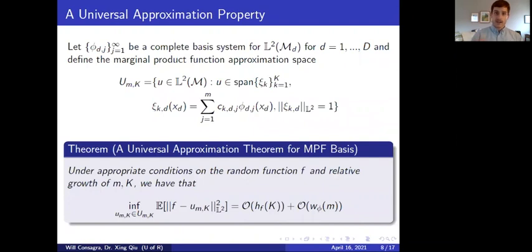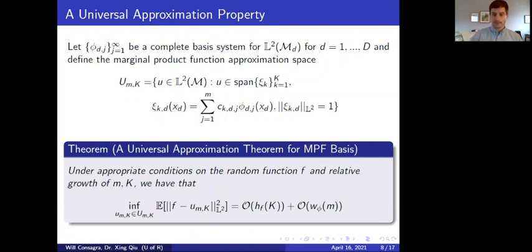So one particularly attractive feature of this structure for our purposes is that it possesses a universal approximation property. So if we let phi_d be a complete basis system for the set of L2 functions over each marginal domain, we can define the marginal product function approximation space as a set of functions that are within the span of this here, where each of the marginal functions is an m-dimensional expansion over the corresponding marginal basis system. And under some conditions on the distribution of the random function and relative growth of the marginal and global ranks M and K respectively, we can prove that there's an element in our approximation space that has arbitrarily small expected L2 error with F.